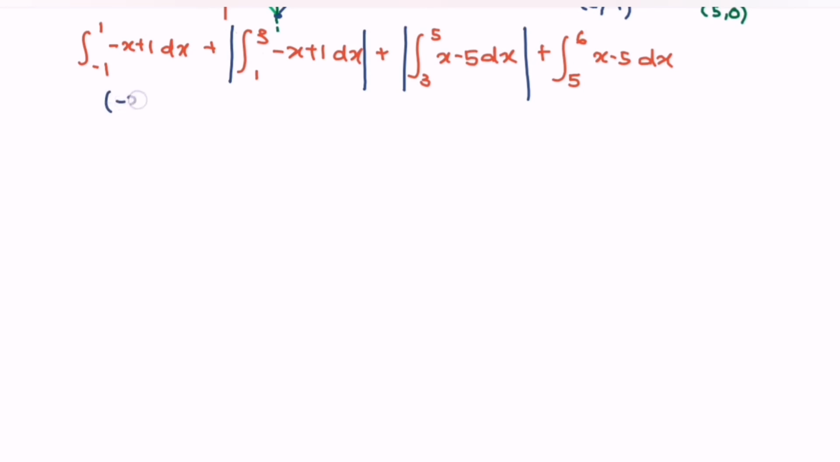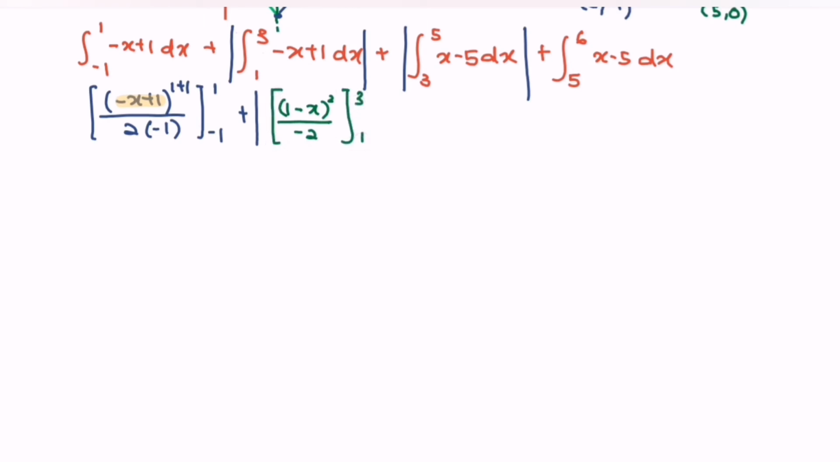Bracket negative x plus 1 to the power of 1 plus 1 over 2. Kindly differentiate the internal function and we will have negative 1 with the limit 1, negative 1, plus with the modulus. If we integrate the situation we will have the same situation as previously, so we will have 1 minus x to the power of 2 over negative 2 for the limit 3 and 1.